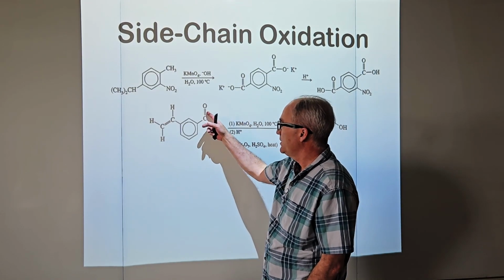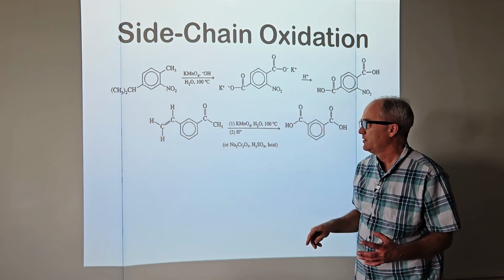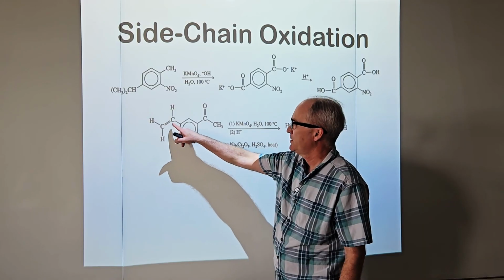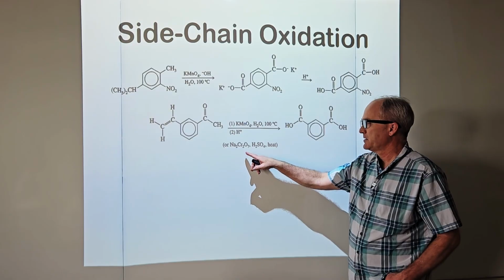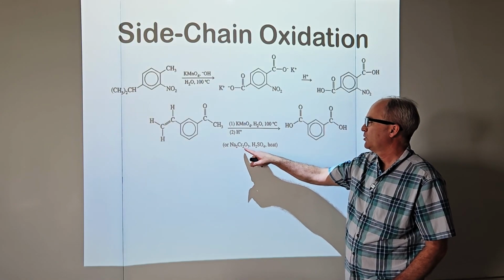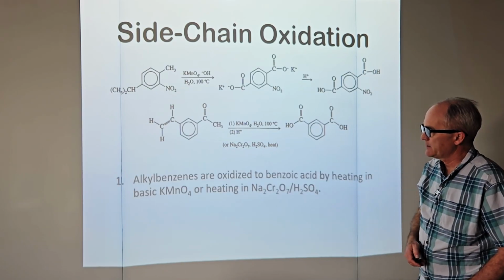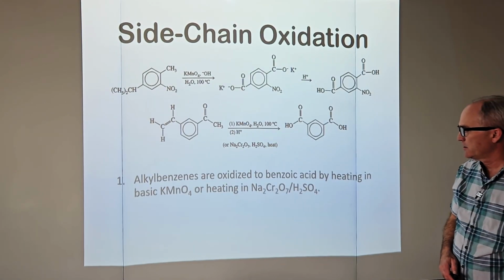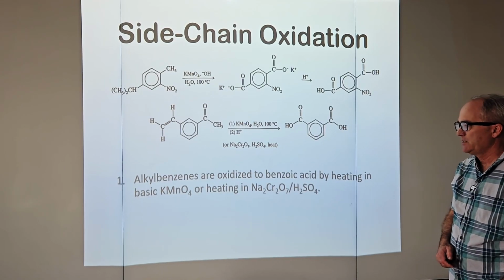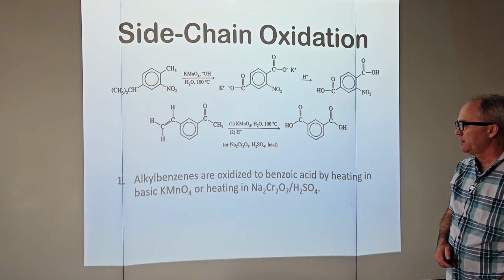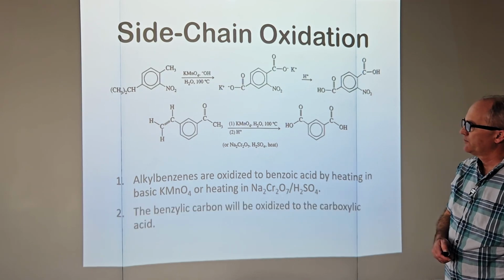All right, so here's a ketone and a vinyl group. Potassium permanganate doesn't care about any type of carbon side chain. It's going to oxidize it away. And our other favorite oxidizing agent would be dichromate and sulfuric acid, which becomes a chromic acid. So alkyl benzenes are oxidized to benzoic acid by heating in basic potassium permanganate or heating in sodium dichromate in a solution of sulfuric acid.